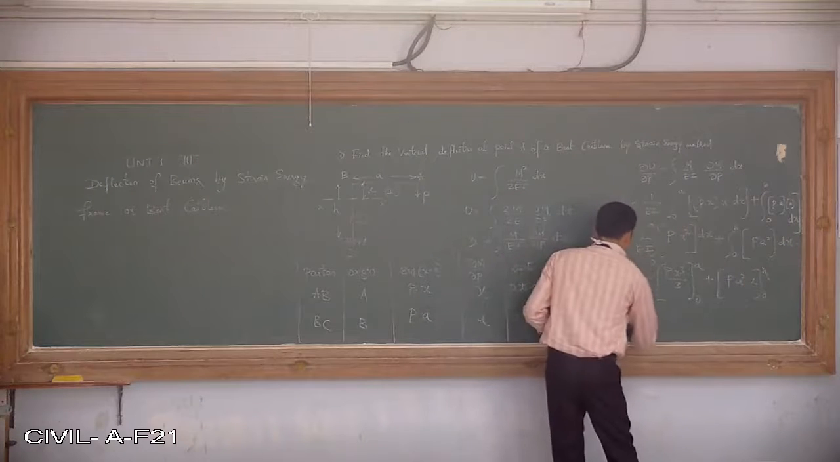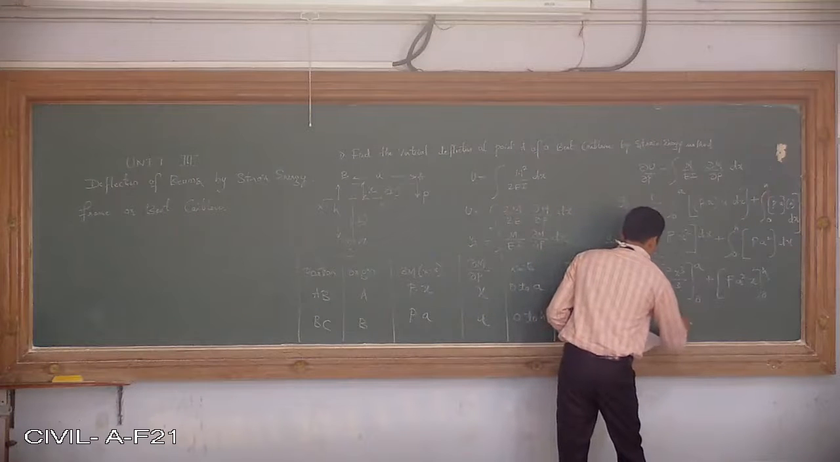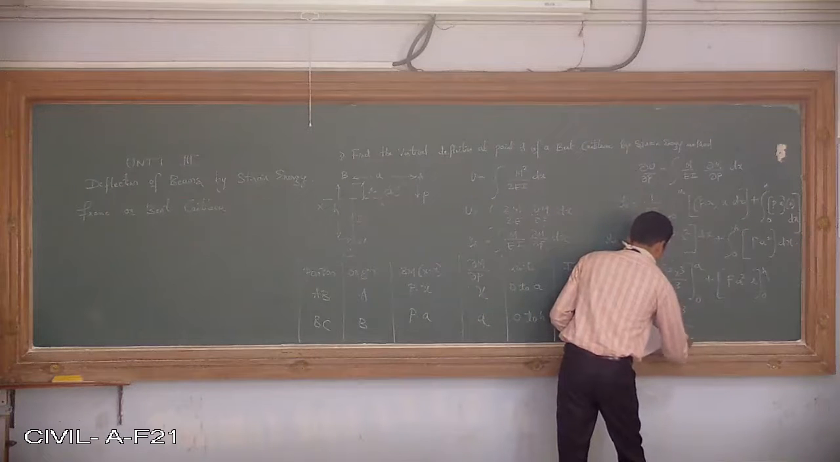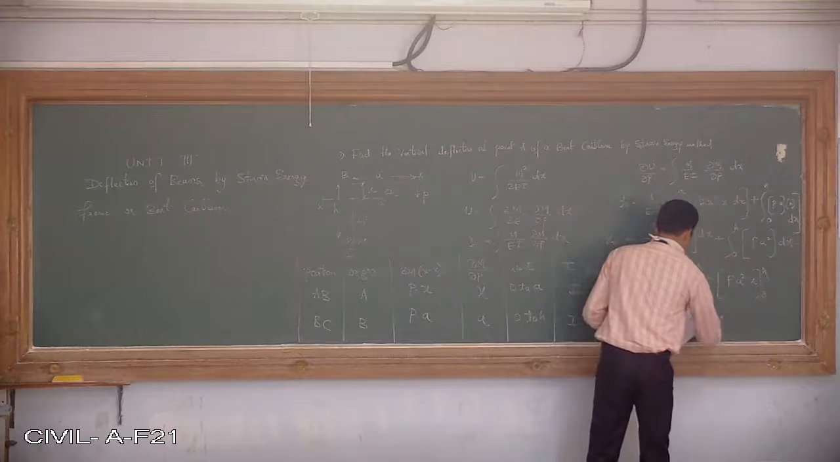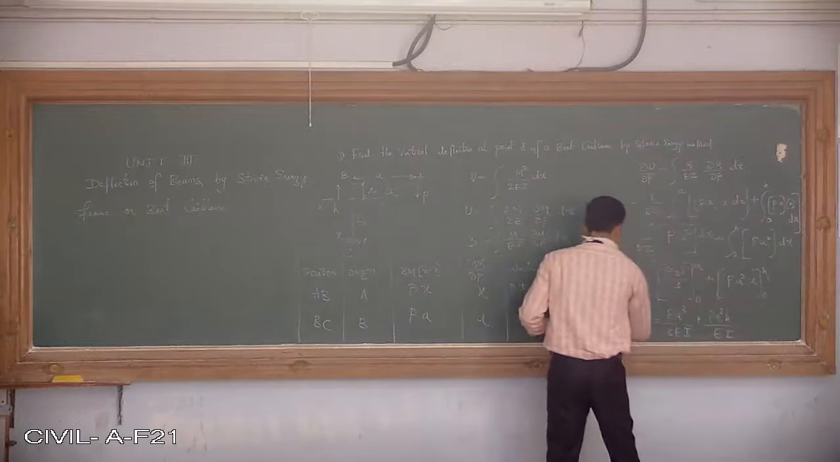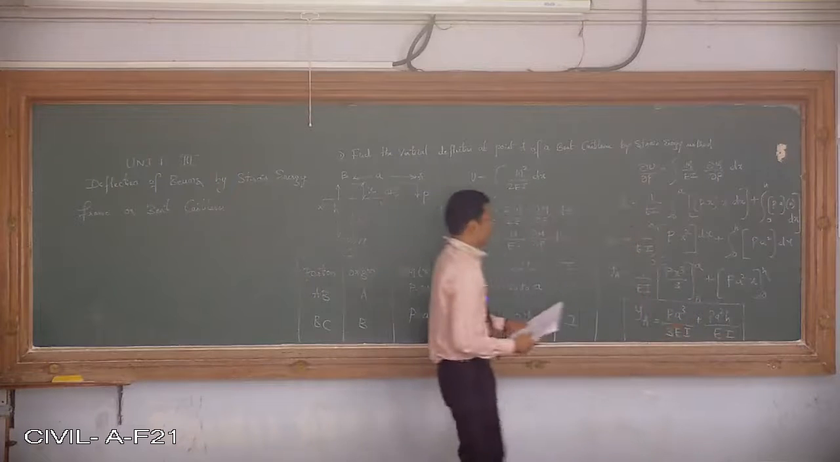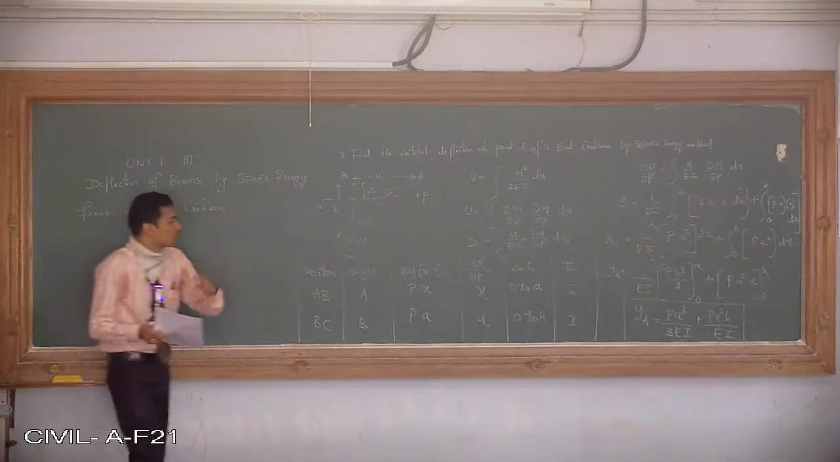Okay, so the total vertical deflection will be P a cube by 3 EI plus P a square h by EI. This is the equation which you get for vertical deflection.